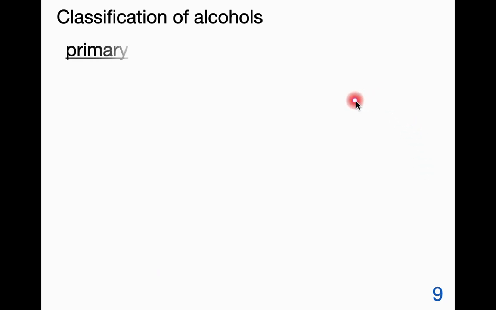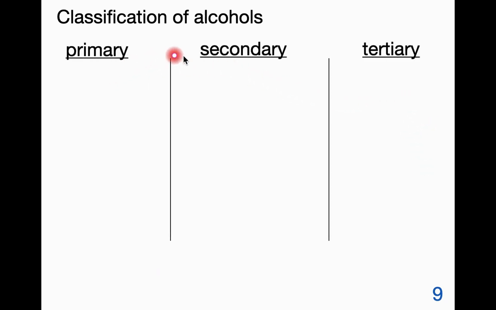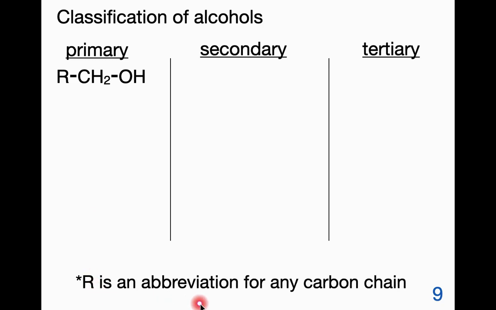Classification of alcohols. So there's 3 classifications: primary, secondary, and tertiary. Now this would be a generic representation of primary. Now let me explain the R. R is used in organic chemistry to mean any carbon chain, or more specifically, any alkyl chain. So when you see an R, just think that it's a carbon chain of indeterminate length. We don't really care about the length of it. What we care about is what is bonded to it.